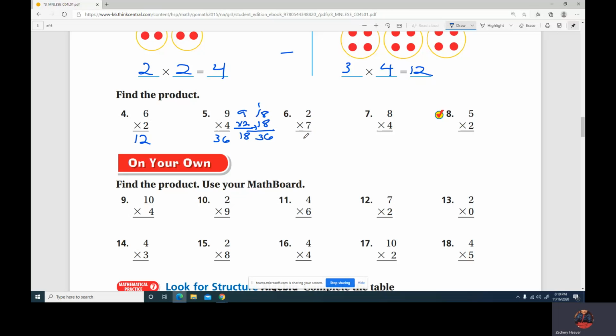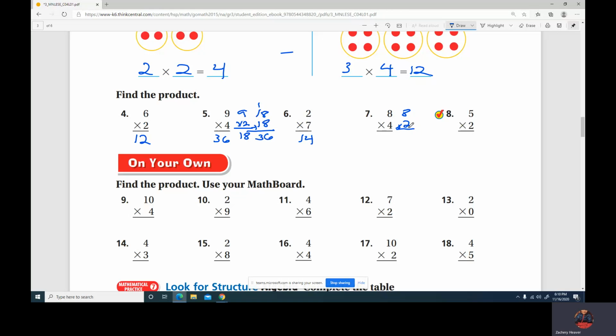2 times 7. Skip count 2 seven times, or 7 plus 7, you're going to get 14. 8 times 4. We don't know our 8s, and we also don't know our 4s. So let's do 8 times 2 and then just add it together. 8 times 2.